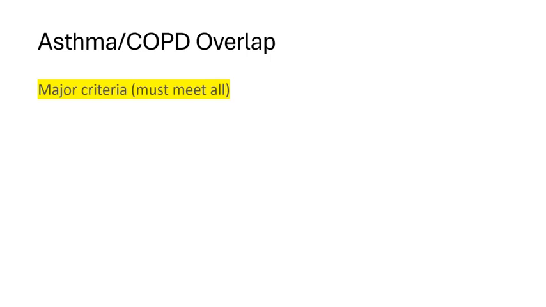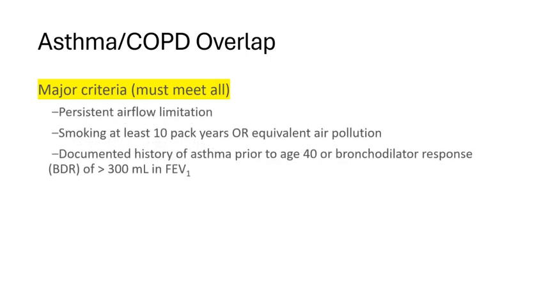For a patient to be classified as having asthma COPD overlap, all three major and at least one minor criterion must be met. So for major, it has to be a persistent airflow limitation, smoking at least 10 pack years or equivalent air pollution, and a documented history of asthma prior to age 40, or bronchodilator response, which is the BDR, of greater than 300 milliliters in FEV1.